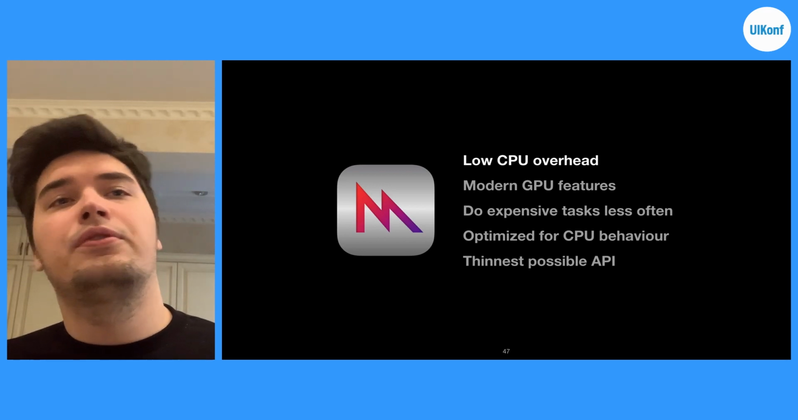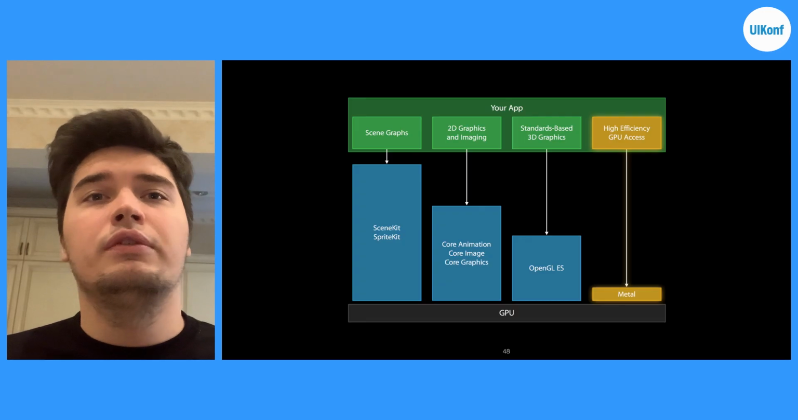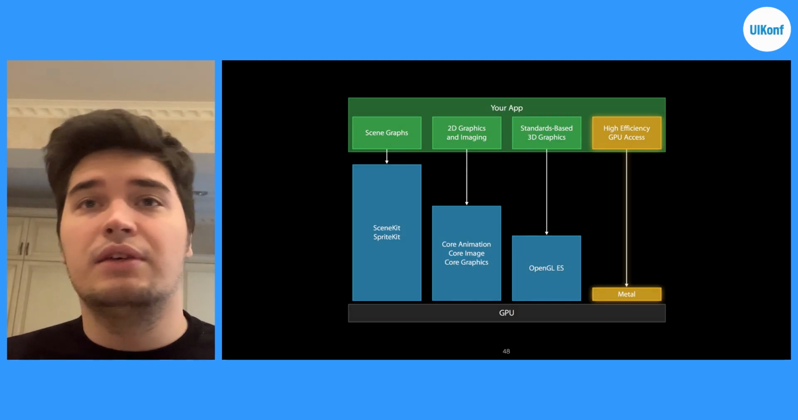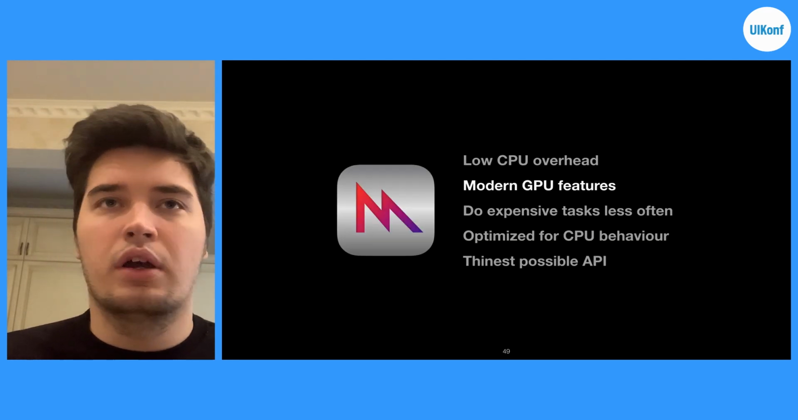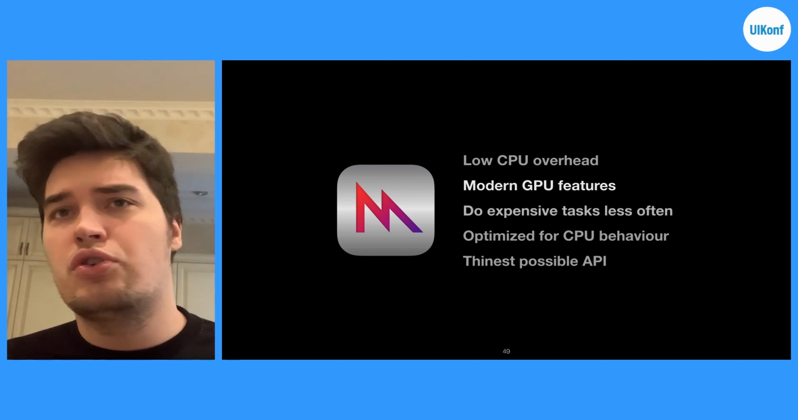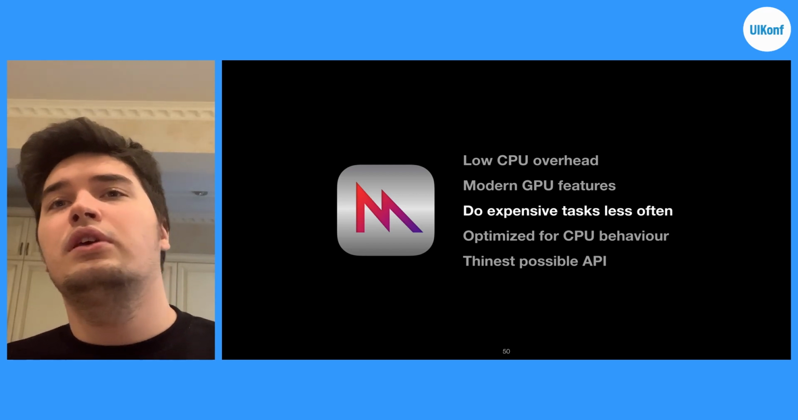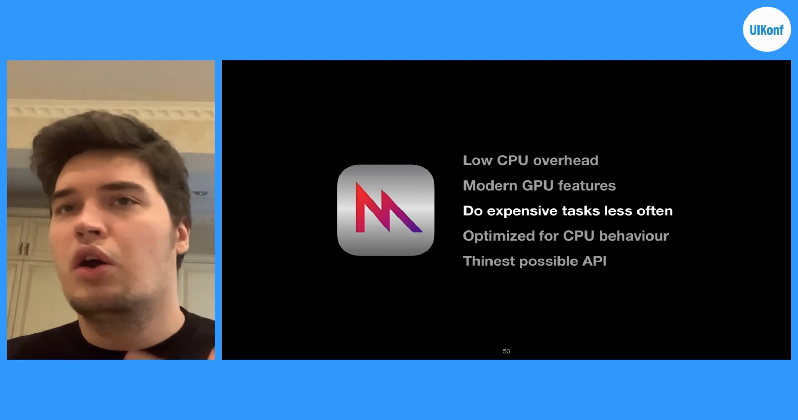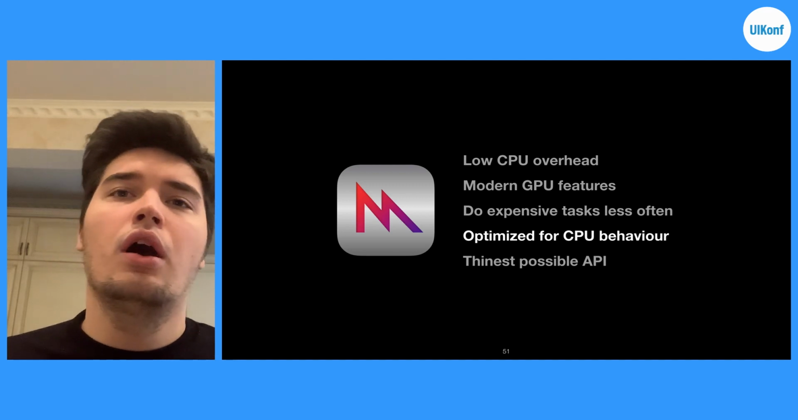So Metal itself is a very low-CPU-overhead design, even if you compare it to OpenGL, which on its own is already considered a very low-level API. It features modern GPU features like tessellation and so on. It focuses a lot on moving things into the initialization stage, so you don't do complex things during the frame, and do it just in the loading stage.